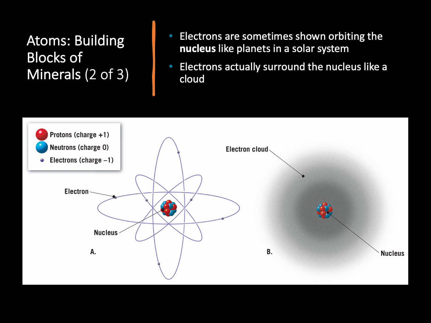When we look at atoms under a more powerful microscope, what we see is that, again, inside of our nucleus, we have our protons and neutrons, but the electrons don't really orbit them in rings. Instead, they surround the nucleus kind of like different layers of a cloud. And we can see that there will be different numbers of electrons in each layer of our clouds.